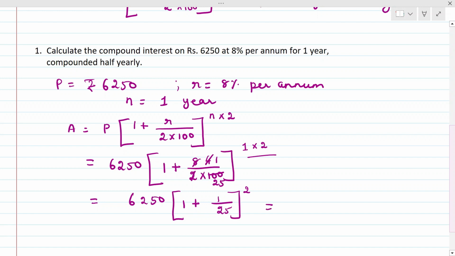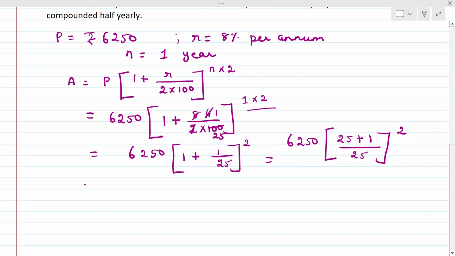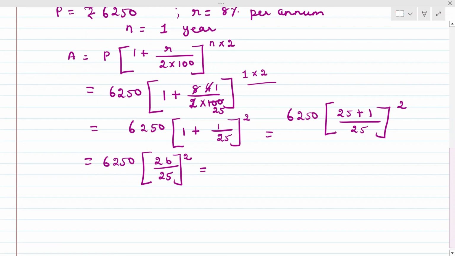Okay. So now it is 6250, the whole power 25 plus 1. I am taking LCM here. 25 plus 1 power 2. Okay. So now we can reduce this. Equal to 6250 into 26 by 25, the whole square. So how to do this? 6250 into 26 by 25 into 26 by 25. For making the calculations easy, we are removing the square and making it 2 times.